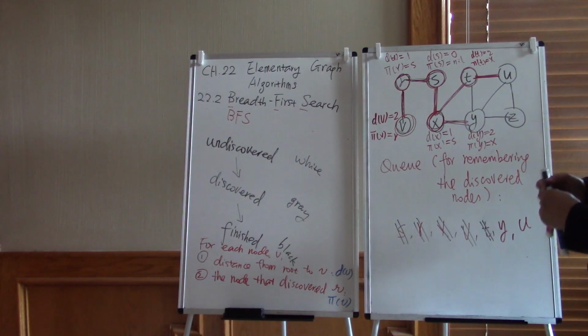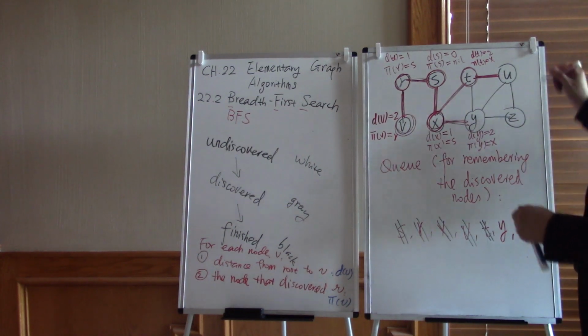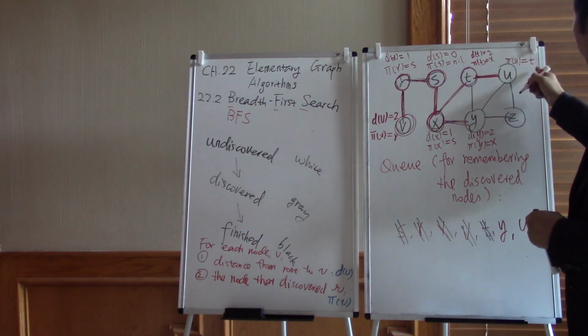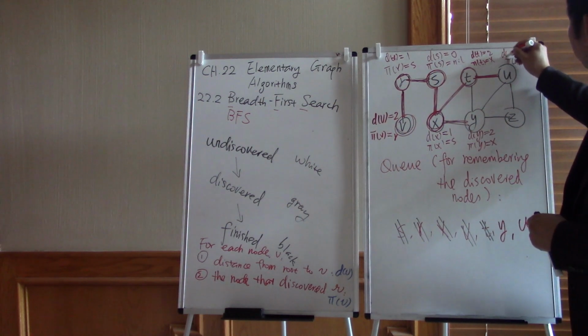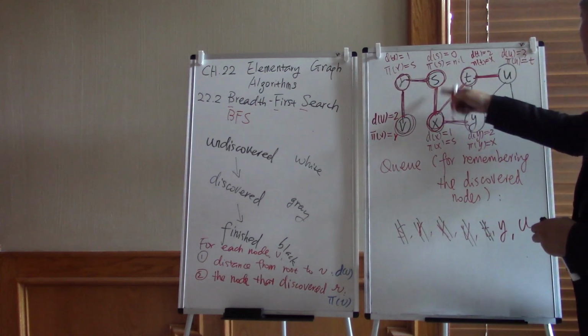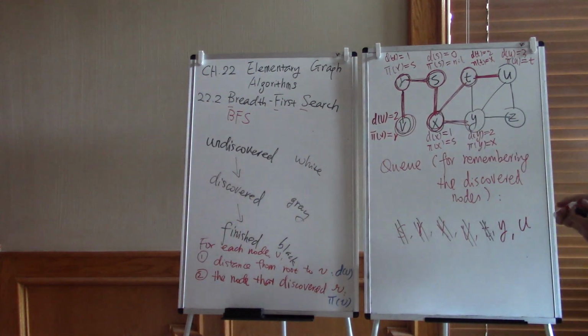T discovered U, and therefore pi of U is T, that's the predecessor, and D of U equals 3. U is 3 hops away from the root, because T is 2 hops away from the root. Okay, now let's keep going.